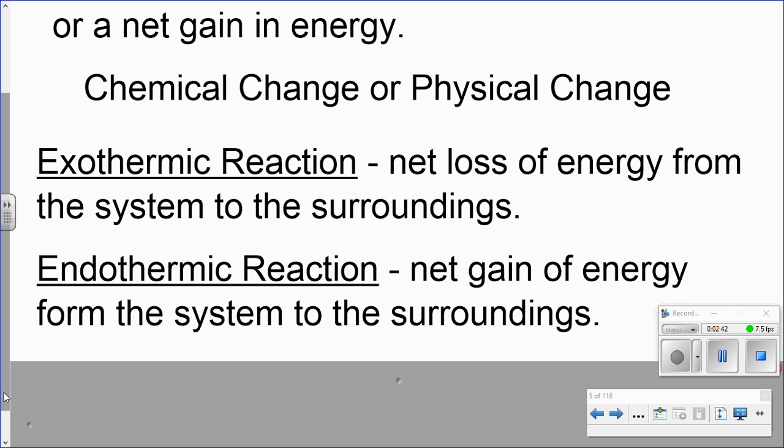Anytime you have to pump a bunch of energy in really hard, and very little comes out, we call that an endothermic reaction. In other words, the net gain of energy from the surroundings to the system. So there's more energy in than energy out, so this one will feel cold. Endothermic reactions tend to feel cool or cold.